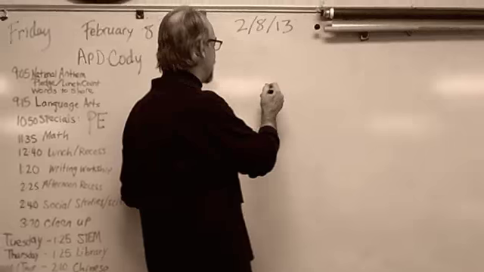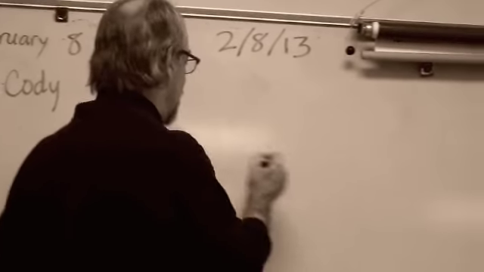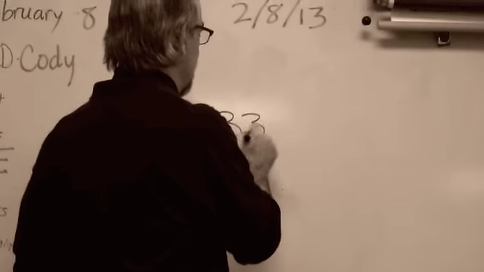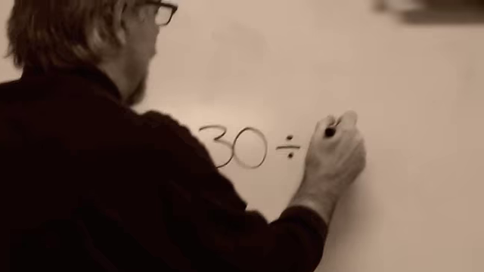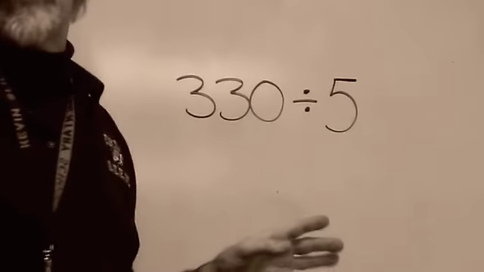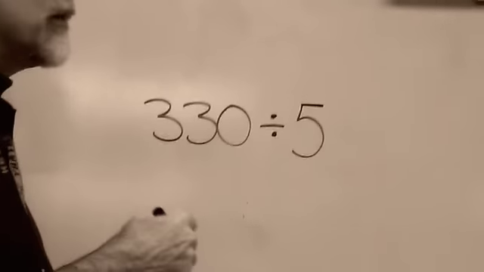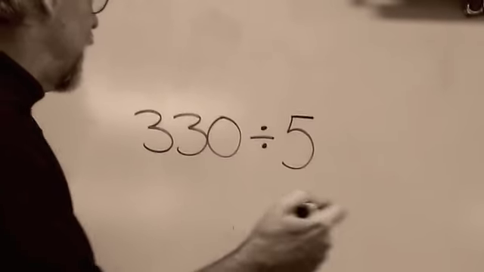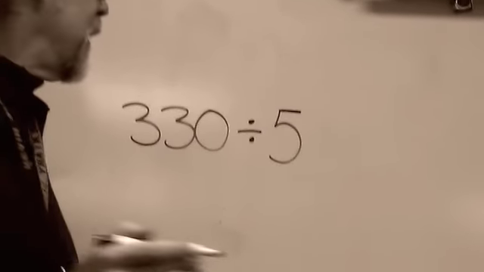All right, we're going to start with something similar to what we had. We're going to start with 330, and we're going to divide that by 5. It's a little bit different than the one we were doing before. So here's the rectangle method. This is how we're going to do it. You can follow along and copy this down.